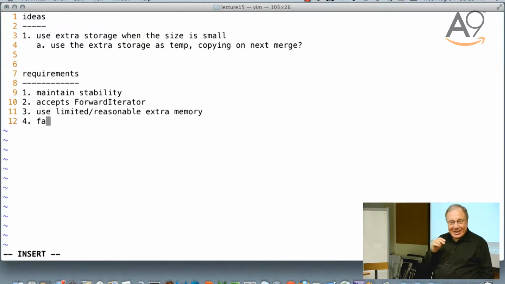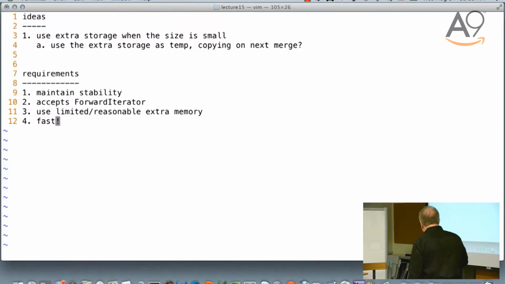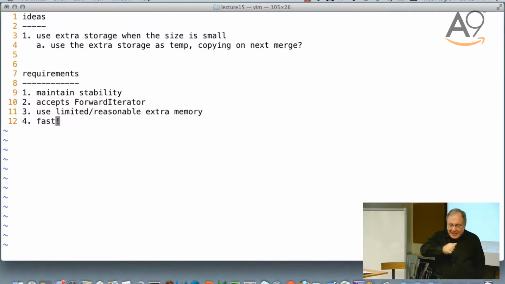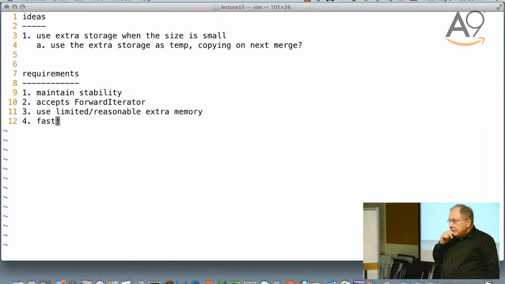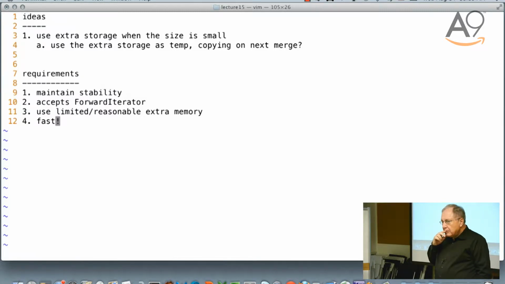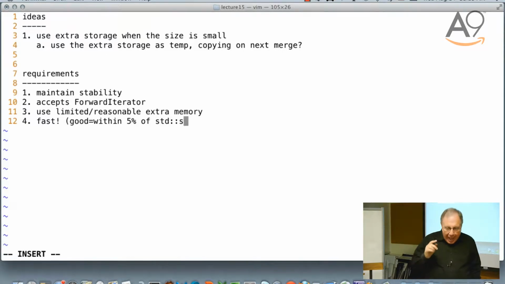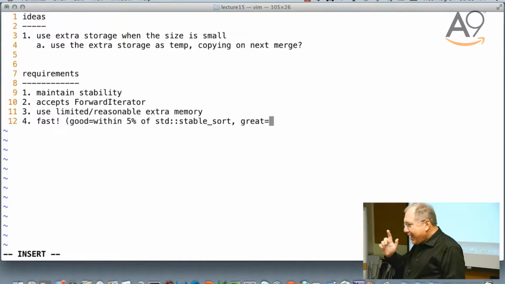Yeah, we want it to be fast. Yes. Guys, it's good to say. And let us figure out what would be good and what would be great. Define fast in terms of good. Anybody want to say? Within 5% of STL stable sort. Yeah, comparable, yes. This is good. And now define great. What would be great? Fastest existing.